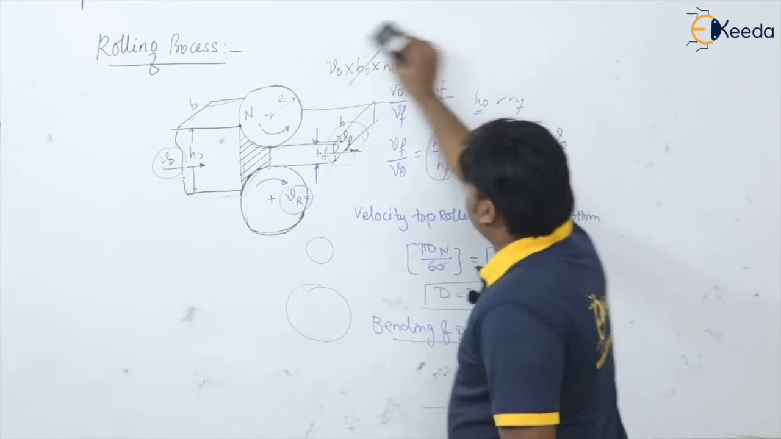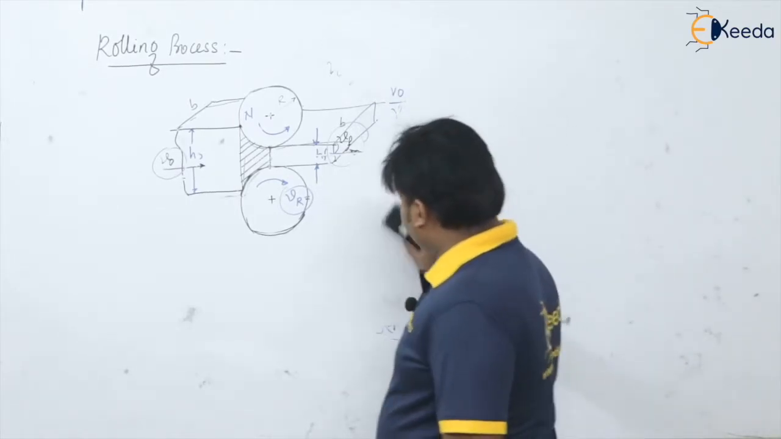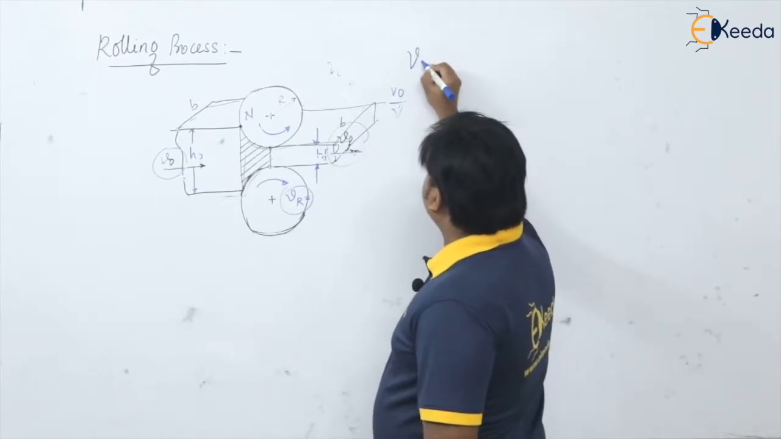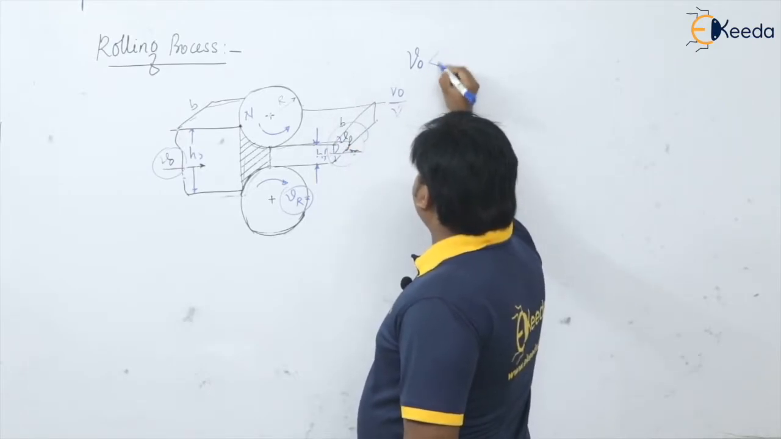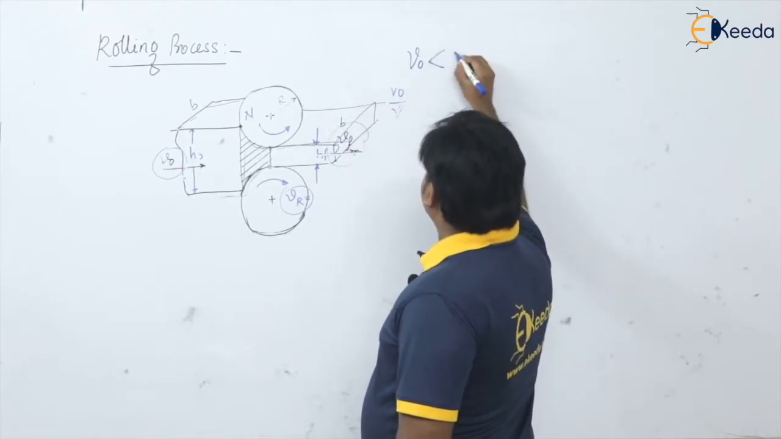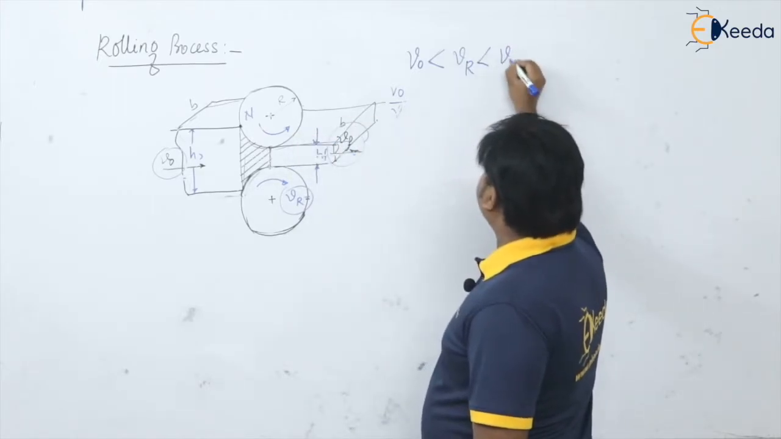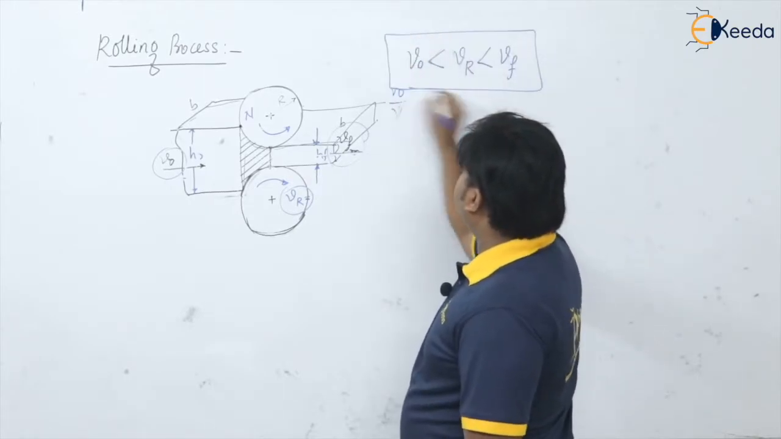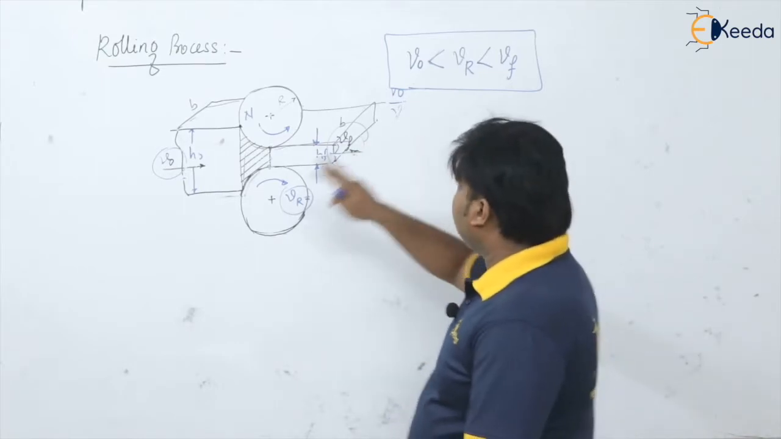So if you write the relation for the linear velocities, we can simply write that the initial velocity of the plate is lesser than the roller velocity, which is again lesser than the final velocity of the strip. Please remember, this is a very important thing we got here, isn't it? That is the relationship between the linear velocities.